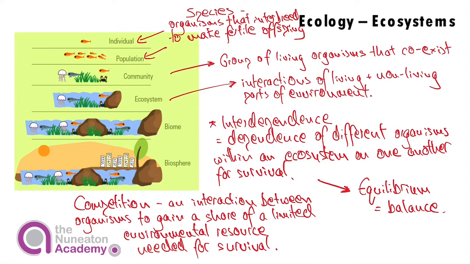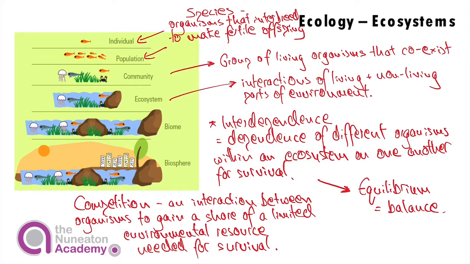So, start off with the idea of what an ecosystem is. Now, the definition for an ecosystem is the interactions of all the living and non-living parts of an environment. Okay? So that's the definition of an ecosystem. Now, there are other words within an ecosystem that are worth bearing in mind, and the next one within that layer is a community. Now, a community is a group of living organisms that coexist within an ecosystem.